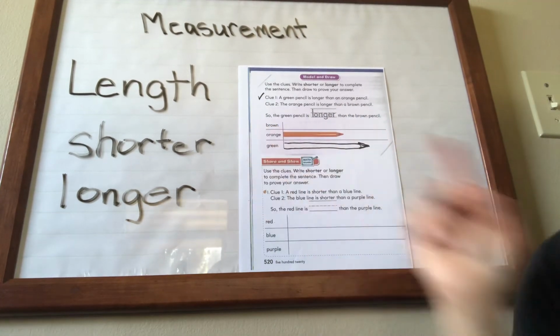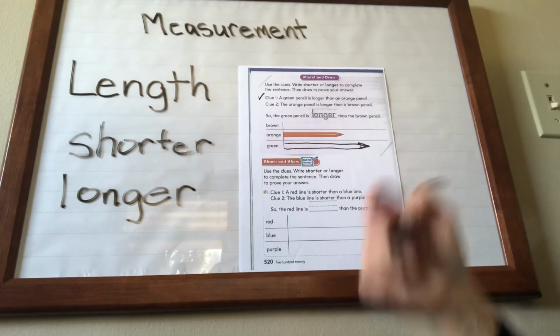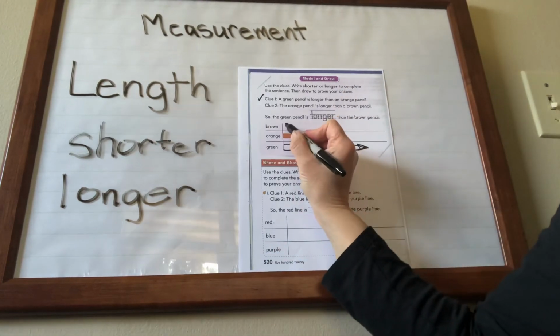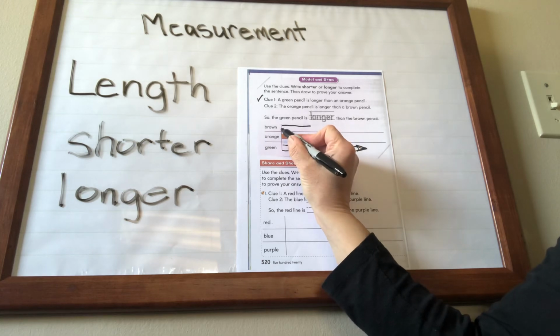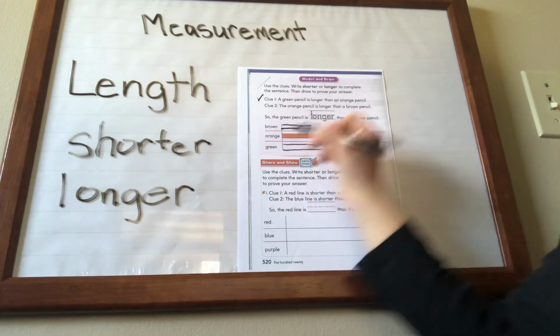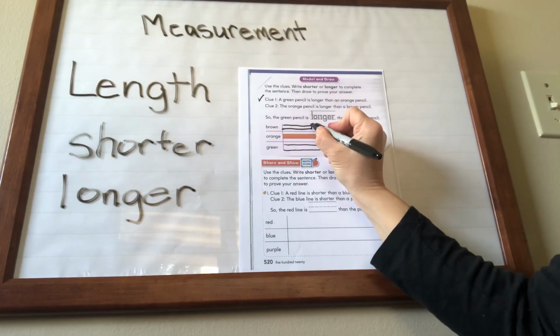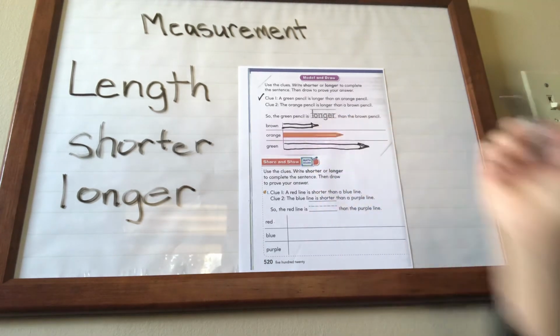Clue number 2, the orange pencil is longer than a brown pencil. Okay, so now we know a little bit about the brown pencil. The orange pencil is longer. That means the brown pencil is what? Shorter. There we go. So let's draw a shorter brown pencil. And again, please remember to start right from that line. That's what tricks up kids all the time. And then I can go back later and color that brown.